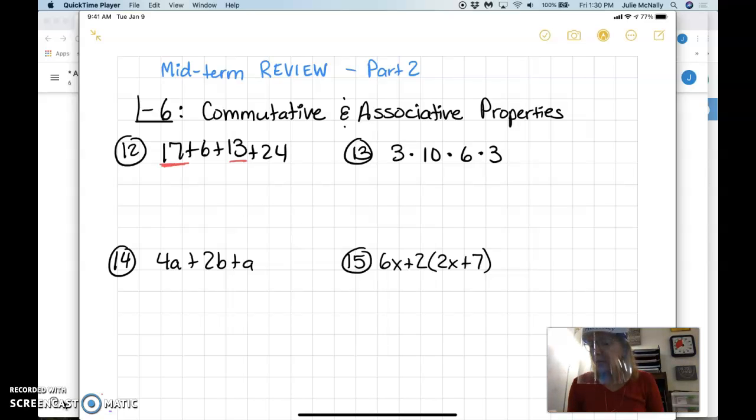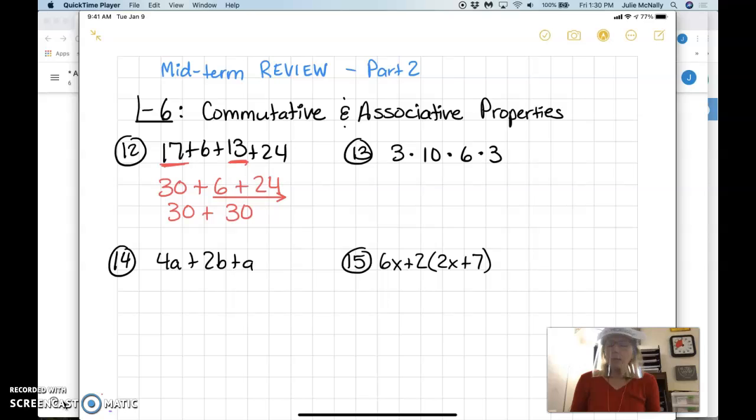So I underline what I'm adding first, and I picked those two because I know 3 plus 7 is 10, and those are easy for me to add in my head. So 17 plus 13 is 30. And then I'm going to bring down what I haven't used yet. And next I'm going to add these two because I know those two also will add to 30. So bring down that 30, write the new 30, and then 30 plus 30 is 60. So in this section, you're just going to be solving problems like this. You just have to remember the order doesn't matter. So solve it in whatever order you want.